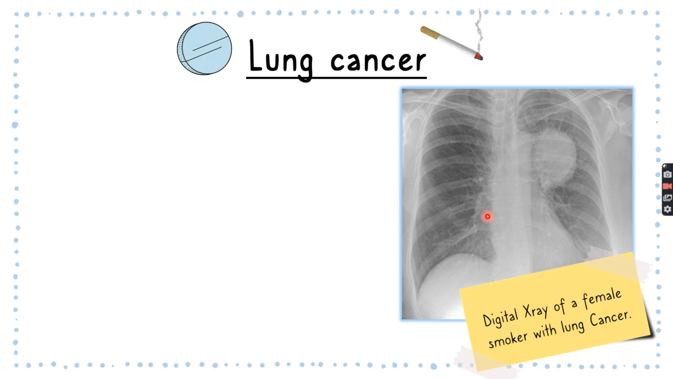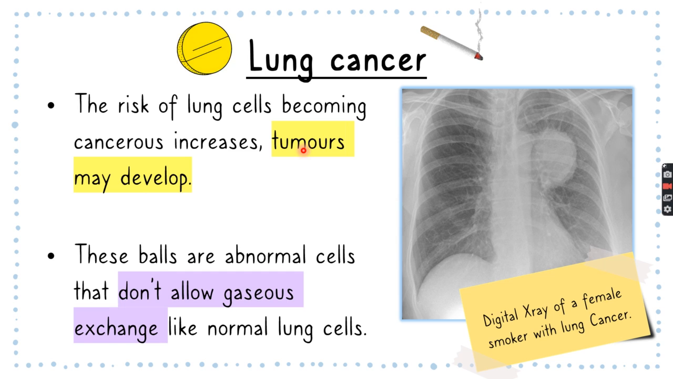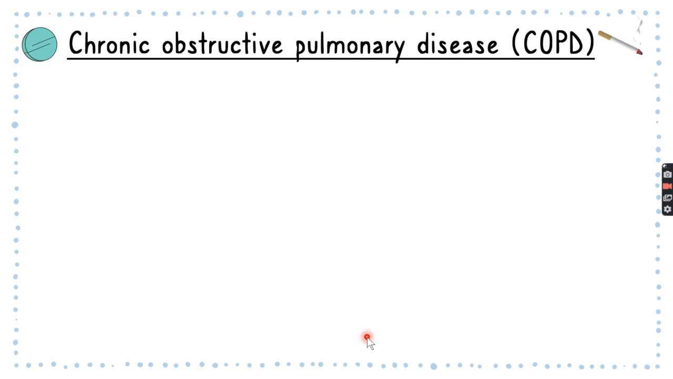This is an example of an X-ray of a female smoker that actually has lung cancer, and you can see how big the tumor has become. The risk of lung cells becoming cancerous increases, and tumors may develop. These balls are abnormal cells that don't allow gaseous exchange to occur, unlike normal lung cells.